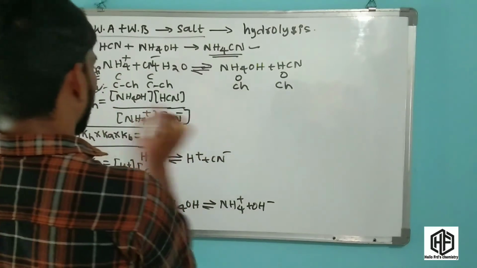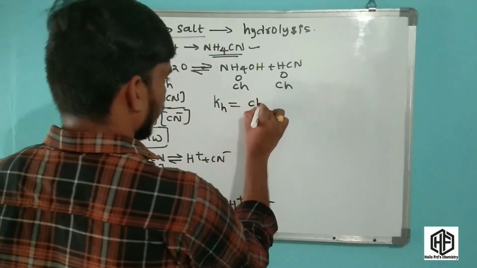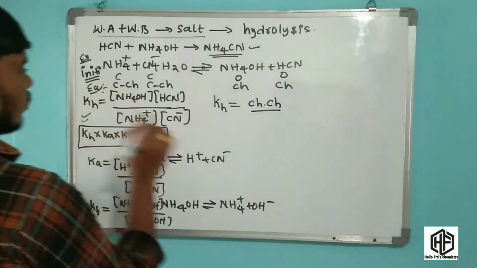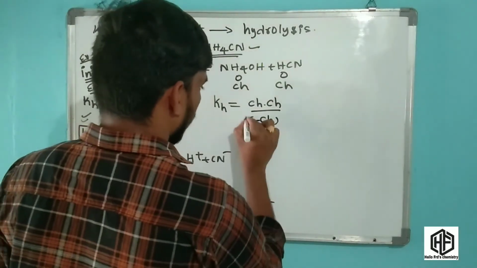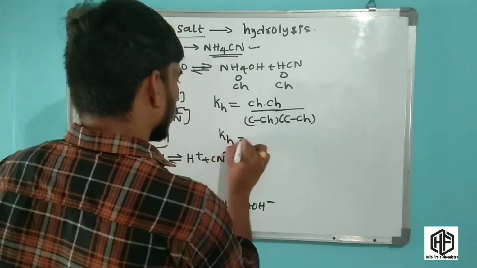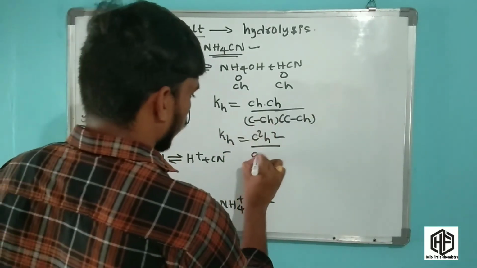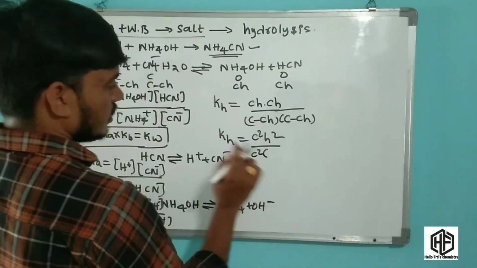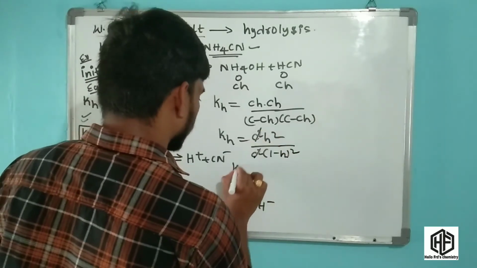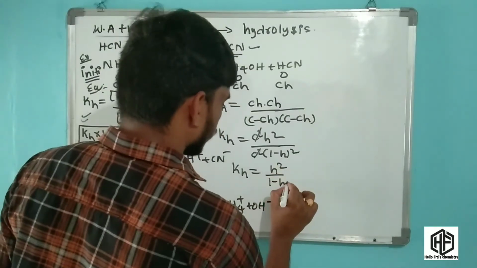Now we have to calculate the Kh. Friends, Kh is equal to Ch into Ch by NH4 plus into CN minus. NH4 plus is C minus Ch and this is C minus Ch. Now Kh is equal to C square h square by C into C times 1 minus h whole square. The C square is cancelled. Kh is equal to h square by 1 minus h whole square.